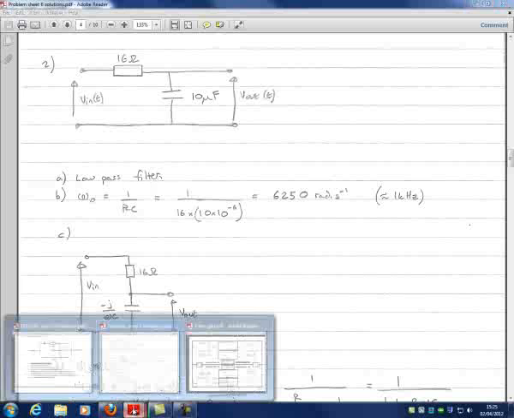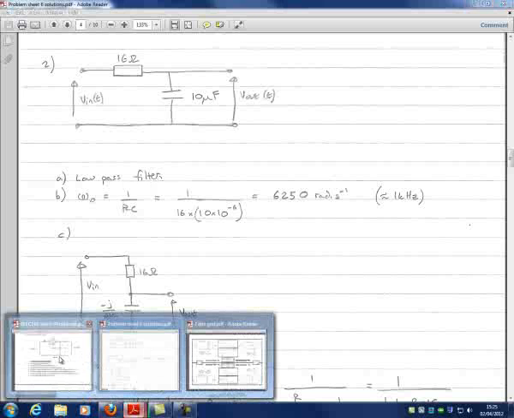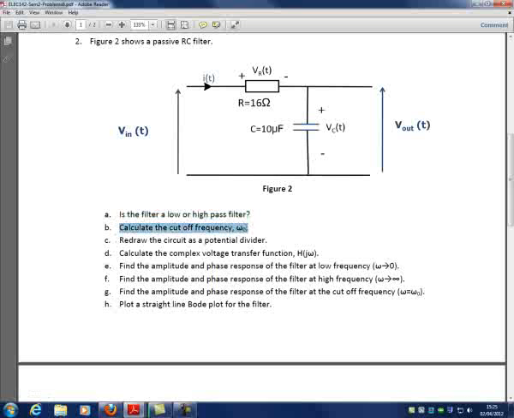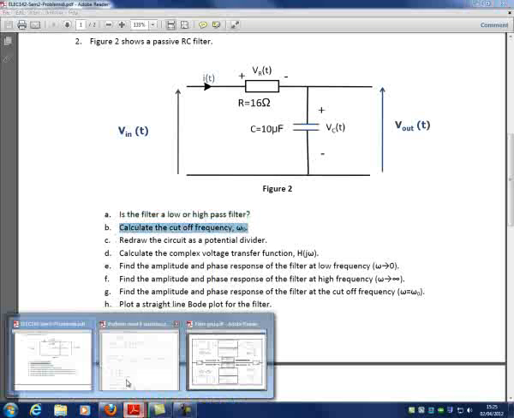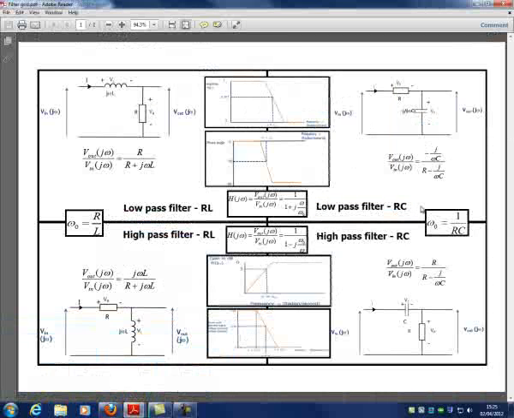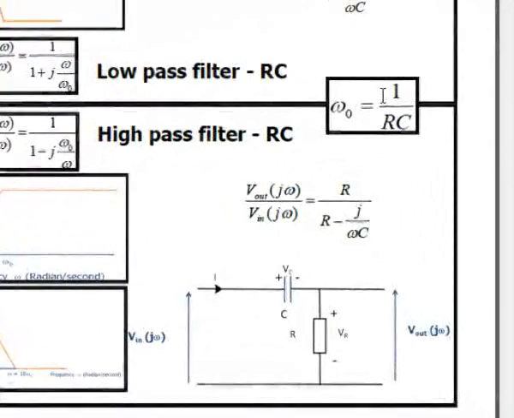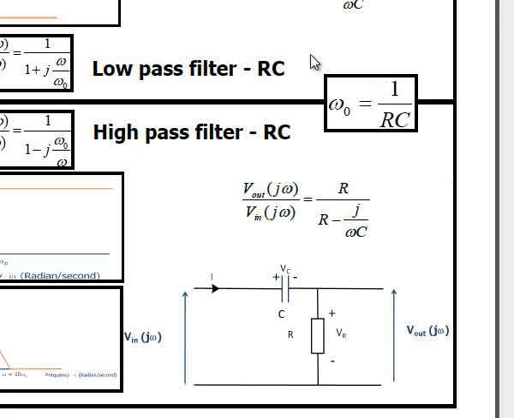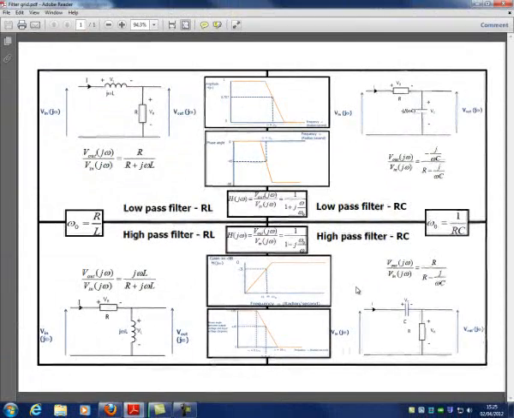Next up, we're asked to find the cutoff frequency. So the cutoff frequency, omega naught. Again, we're going to look at our filter sheet. So what we can see here is that for any filter which contains a capacitor and a resistor, the cutoff frequency omega naught is equal to 1 over RC. It doesn't matter if it's a low pass or a high pass configuration, because it's the position of the components that determines that. Look how these are in the opposite places for the low and the high pass filters, but the cutoff frequency will remain the same. So it's just 1 over RC.